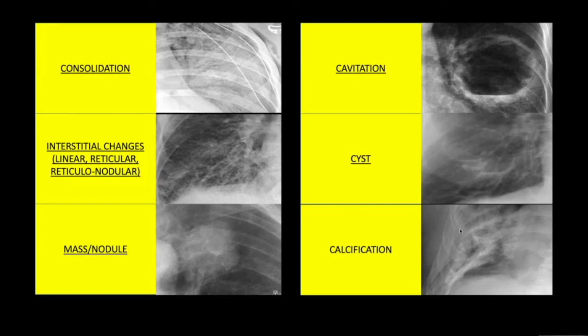When there is opacity which is very dense, similar to or denser than the density of the bones, and artifact has already been excluded, then calcification is likely to be there.